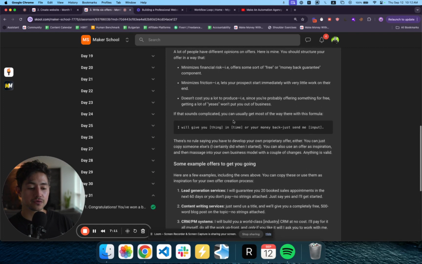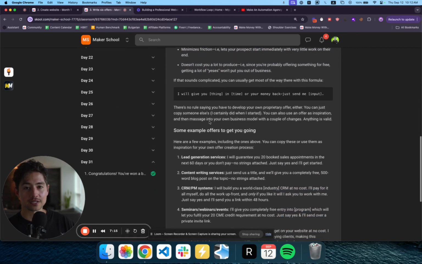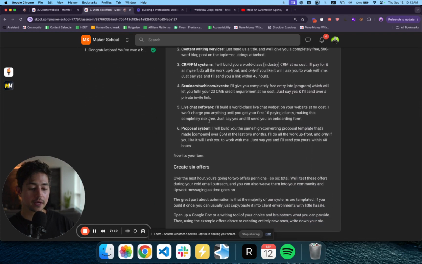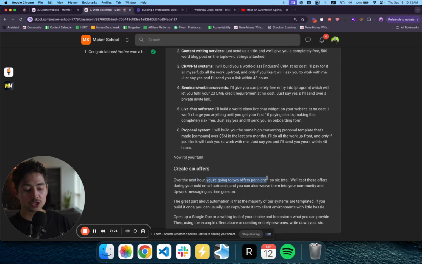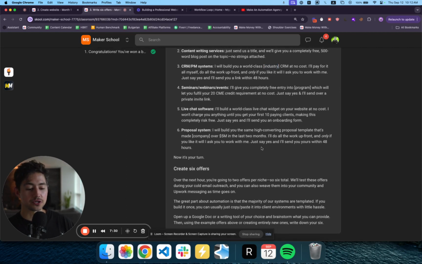All of these do the above components. They minimize the financial risk, they minimize the friction, and they do not cost a lot to produce because odds are you're an automation company, you have templates and stuff, right? Over the next hour, you're going to create 2 offers per niche, so 6 total. Earlier I said industry CRM. This is where you'd put your niche in. We'll test these offers during your cold email outreach, and you can also weave them into your community and Upwork messaging as time goes on, and just use these as staples, assuming that they work for you.